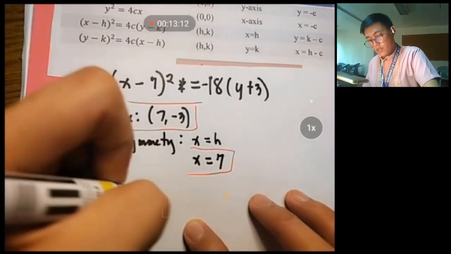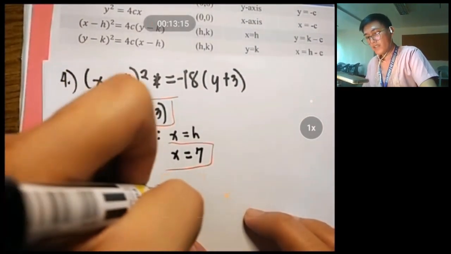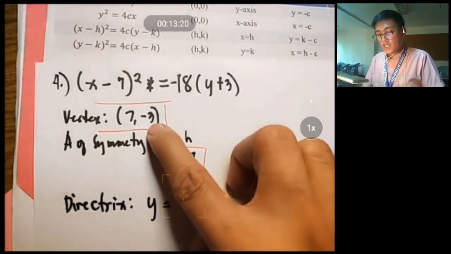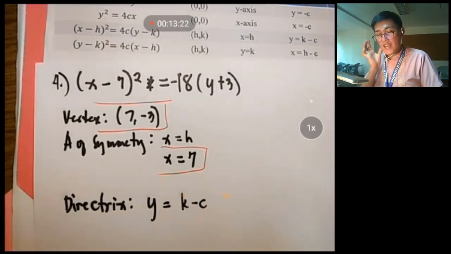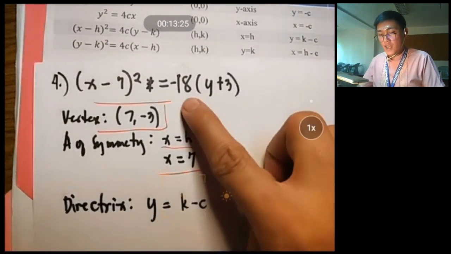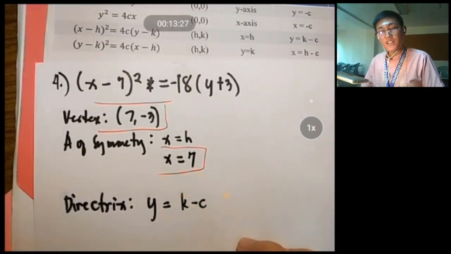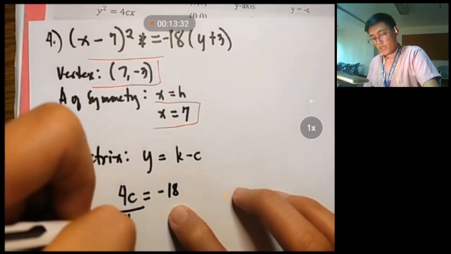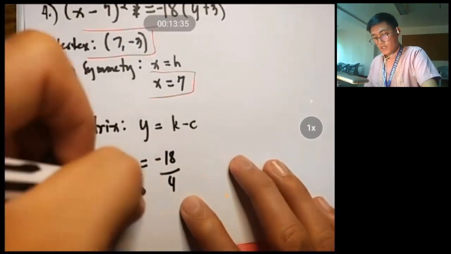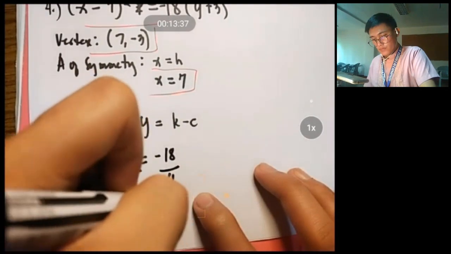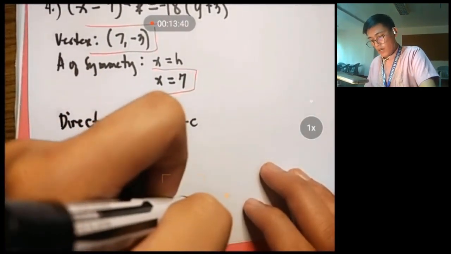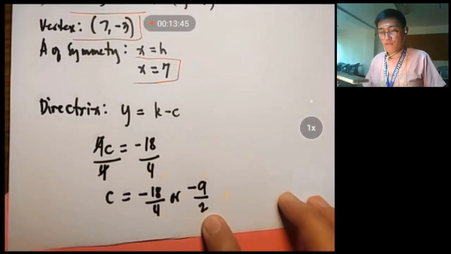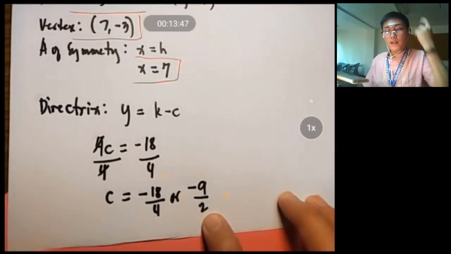And we have the next one, the directrix. The directrix has an equation y is equal to k minus c, where k is negative 3 and negative c is, di pa natin alam. Saan natin kukunin ang c na yan? Doon po sa negative 18, i-equate lang natin po yun. So that is, 4c is equal to negative 18. Divide both sides by 4, cancel. C is equal to negative 18 over 4 or negative 9 over 2 or negative 4.5.